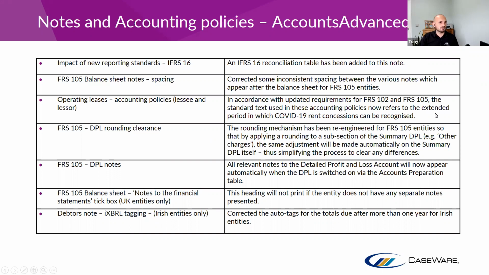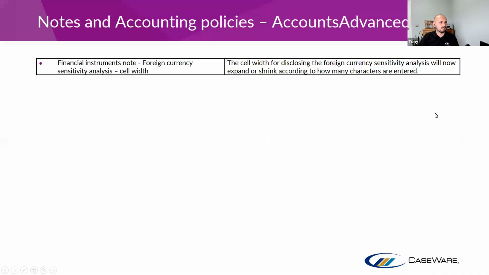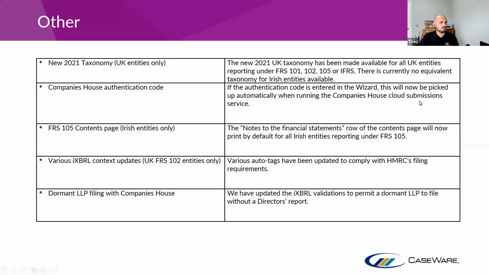I might come back to this in a moment. So we've got a new 2021 taxonomy. Now, currently this is only being released for the UK. There isn't an Irish version yet. However, I'm sure there will be within the coming months. However, for the UK entities at the moment, please make sure that you are applying the new taxonomy as of today, because as of the release, that is now the effective taxonomy to be applied to those files.